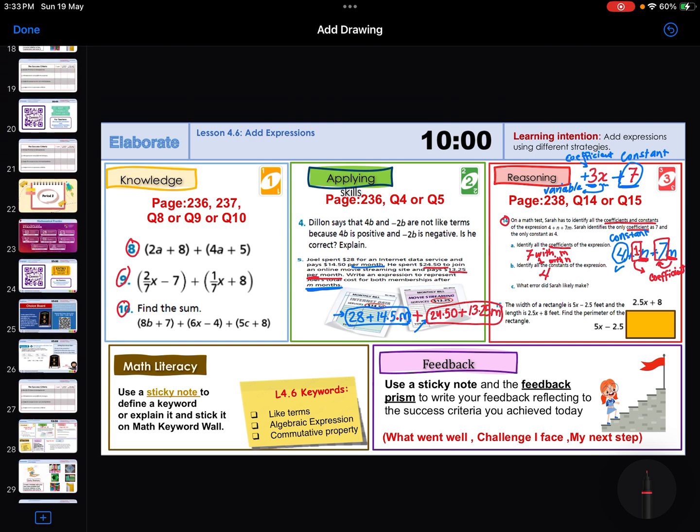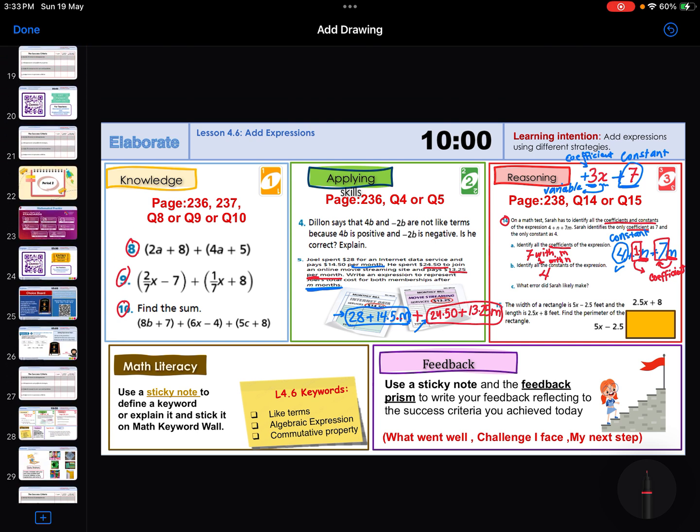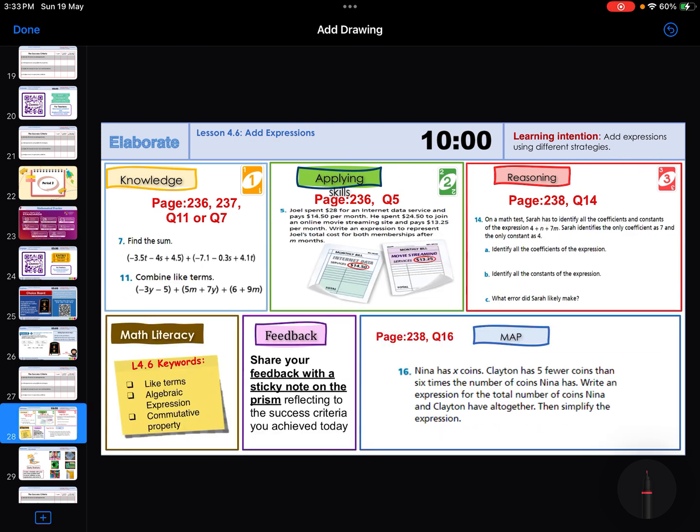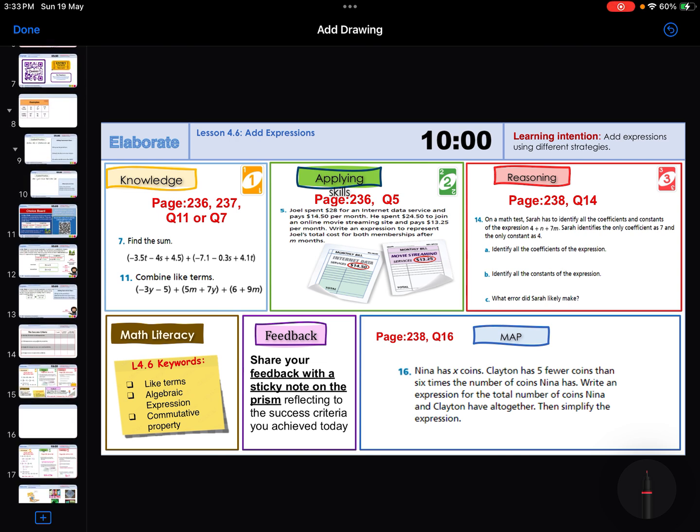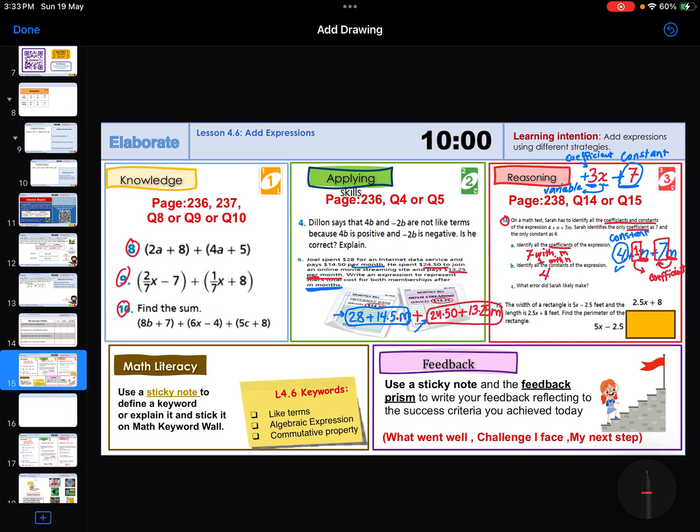That's it for this lesson. Try to solve more examples about this lesson. Check out the examples in the book. Try to solve and check your answer from the book answer key, yes. Okay.